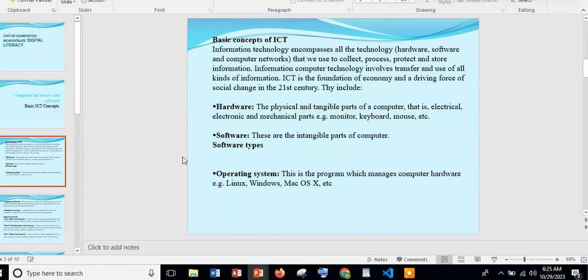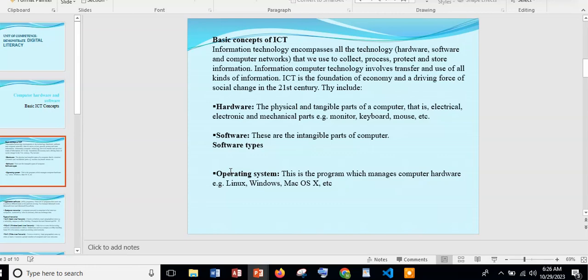So one of the concepts that we are going to see is hardware, and basically these are the physical and tangible parts of a computer. Are we together? The second computer component that we're going to tackle is software, and these are the intangible parts of a computer. Then you have types of software.